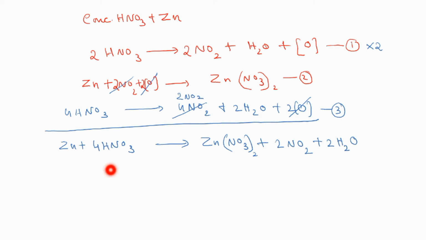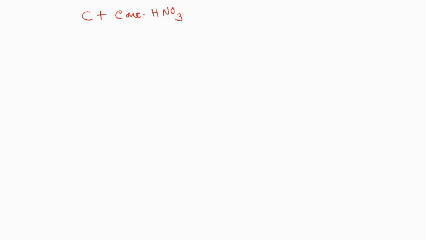Easy, no? We already said that. How can you predict the product of the reaction? Concentrated nitric acid is reacting. What will be the expected product? NO2 and water will definitely be there on the product side. And along with that, one salt also will be found. It is easy, no? Now, using the same method, we need to learn what will be the expected product when carbon is reacting with concentrated nitric acid, and how to balance that equation also.